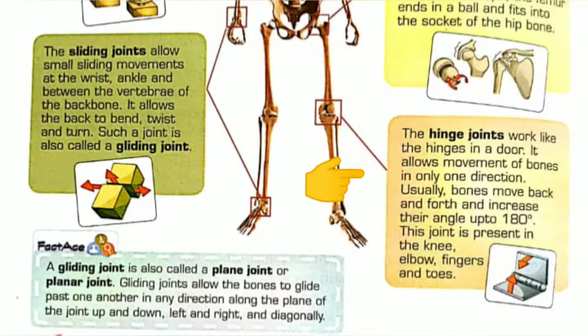Next one is the hinge joint. The hinge joint works like a door and allows movement of bone only in one direction. That is called back and forth movement. Like you can bend your arm and stretch your arm only. So in one direction movement is done in the hinge joint. You know, students, a gliding joint is also called a plane joint or planar joint.